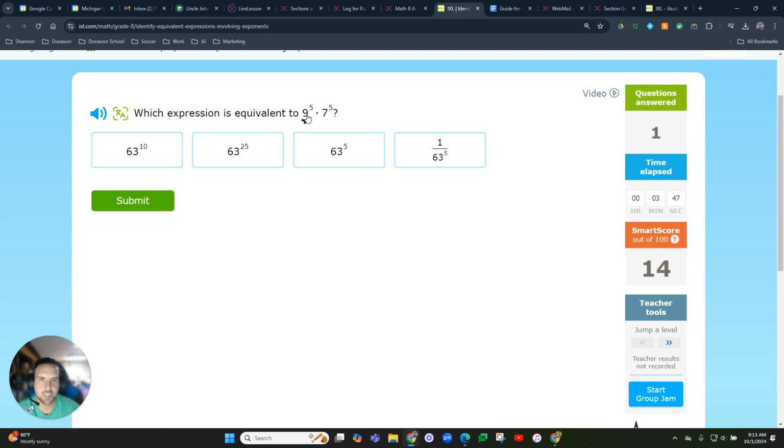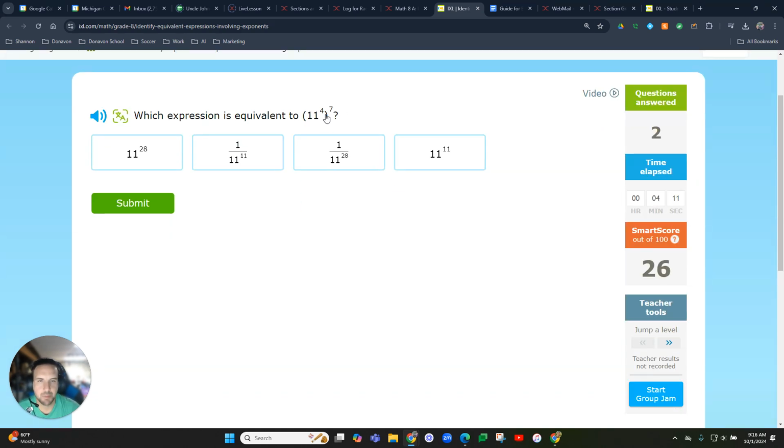If you have different bases but the same exponent, you can multiply the bases and combine them. So in this case, 9 times 7 is 63, and sorry, it's lagging a little bit. So 63 to the 5th power. So the exponent stays the same, but we just multiply the bases in that case. So 63 to the 5th, the answer is there, so we're just going to go ahead and select it.